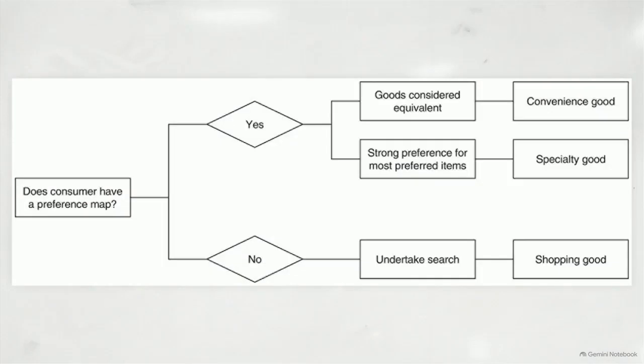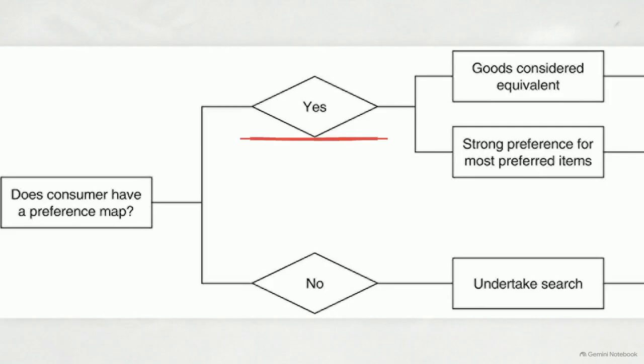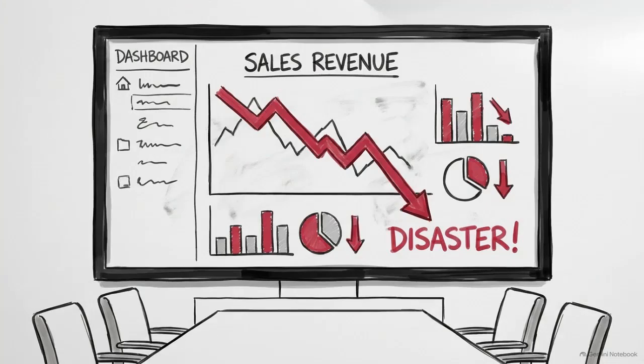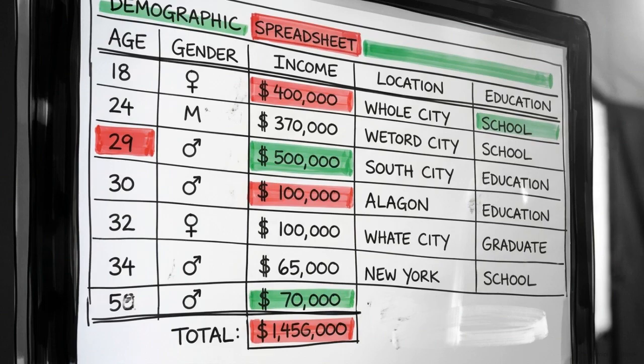This chart shows Bucklin's schema. It divides all goods into mutually exclusive categories using a single, consistent property, the consumer's cognitive preference map. If the consumer has a preference map, they move down one path. If they don't, they move down another. When managers rely on logically flawed taxonomies, the strategies built upon them inherit those fractures. Rigorous partitioning is the mandatory first requirement for theoretical stability.